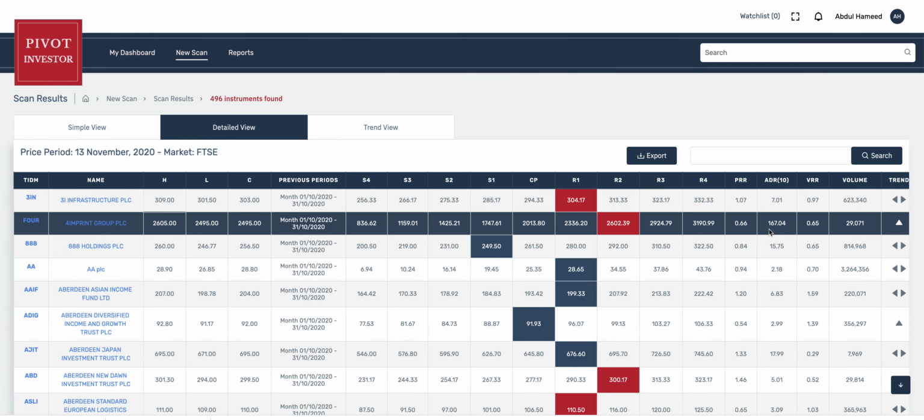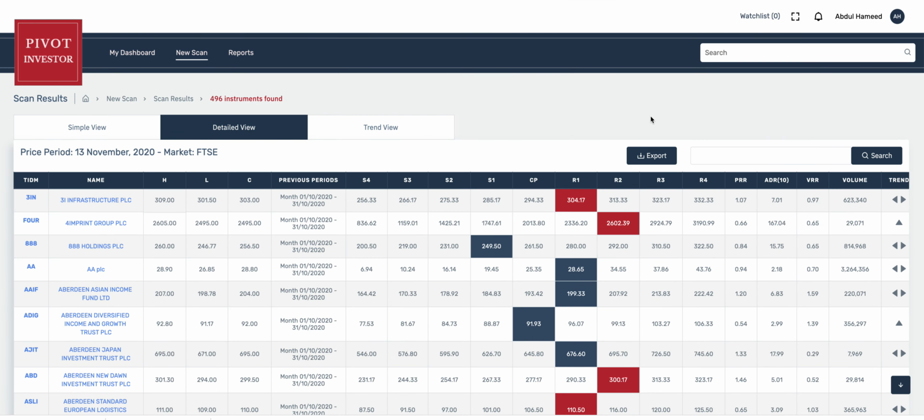So I hope that gives you some idea of how our pivot scanner works. There's a number of candidates to analyze. So that's a couple of examples for today. Hope you found that useful.